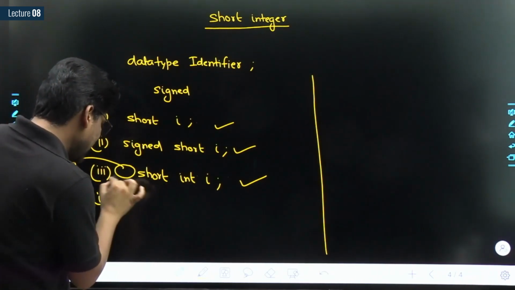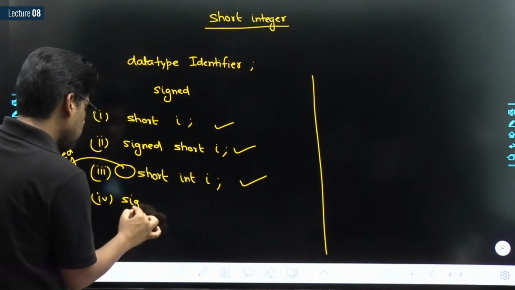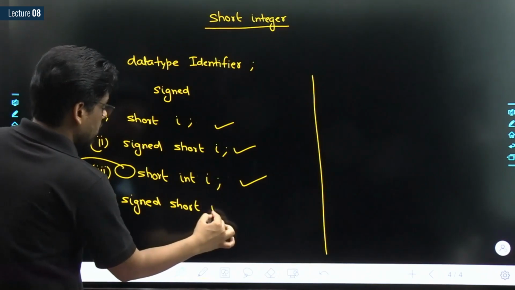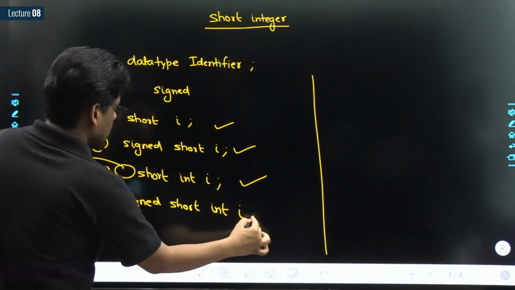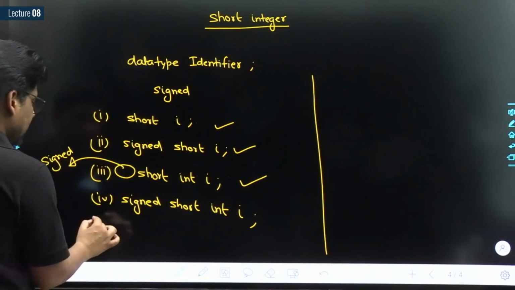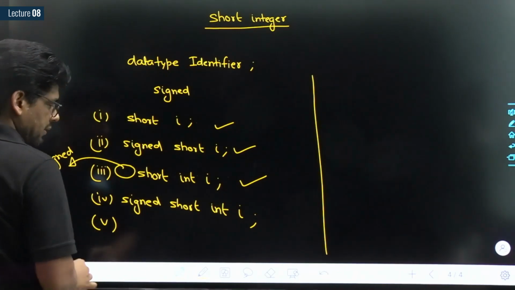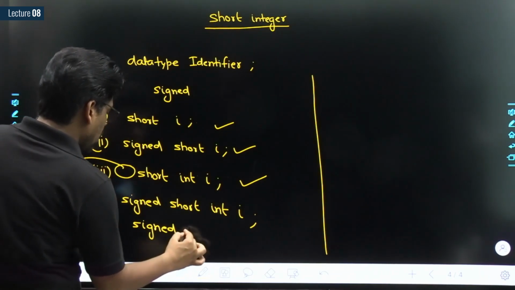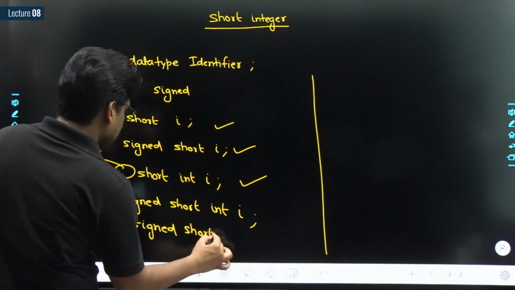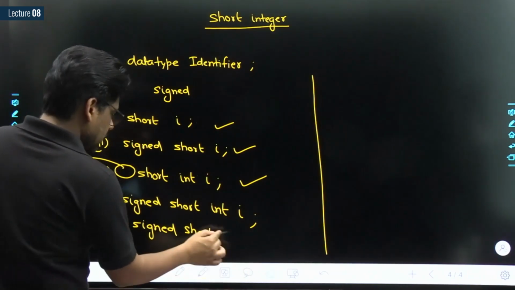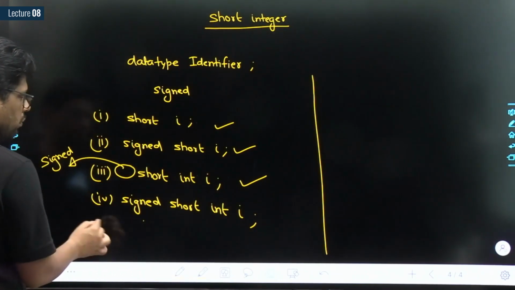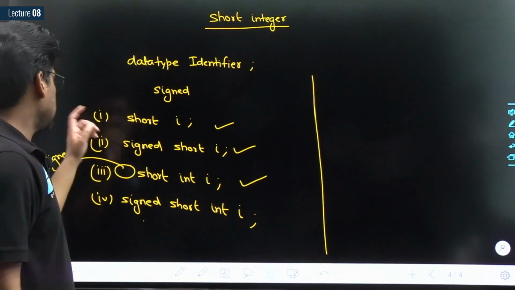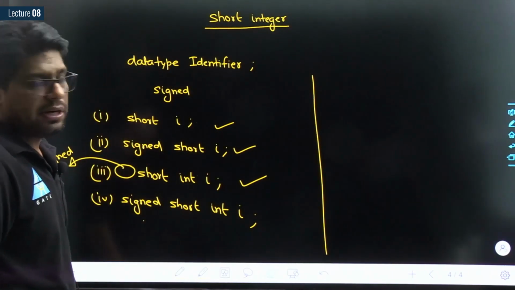Can we explicitly write signed here? Of course. So signed short int I. Okay. Sir, can we write something like this? Signed short I. Of course, we have already covered it. So I hope everything is okay now. These are the 4 declarations for signed short integer data type.